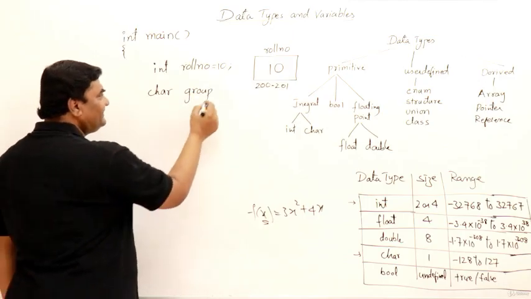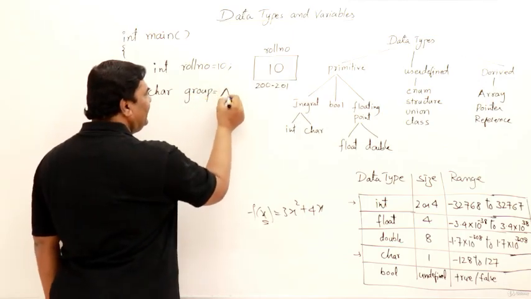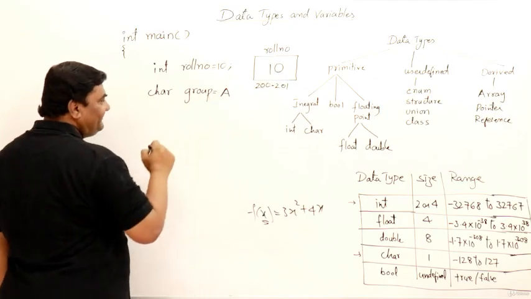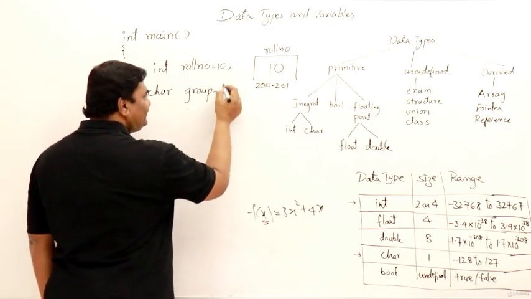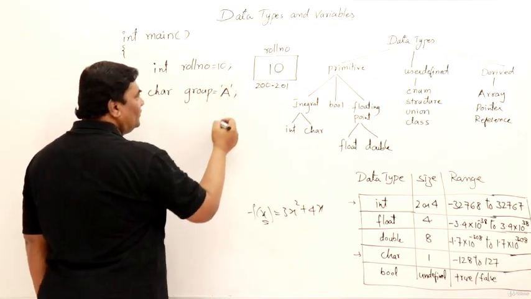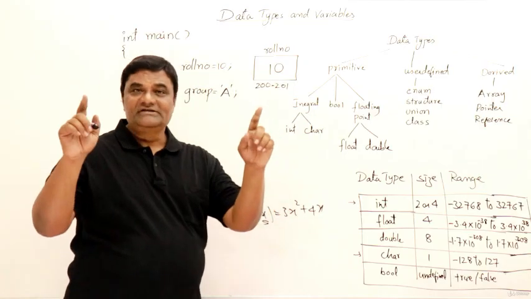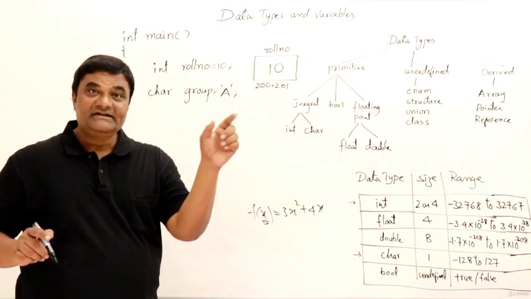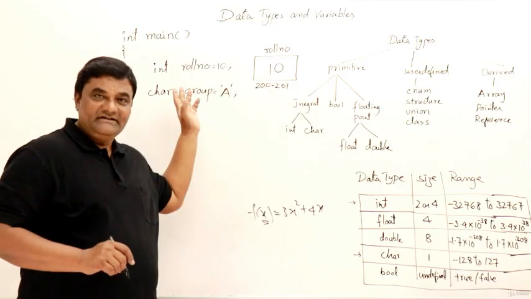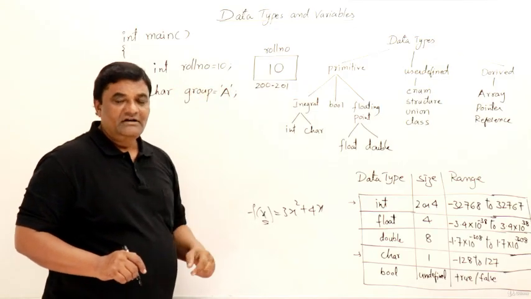And I want to initialize it. Okay, you can initialize A. Now one thing we learn here: you cannot write it simply like this. You have to give it in quotes. So every character type variable should be enclosed in single quotes. So this is the declaration and initialization.